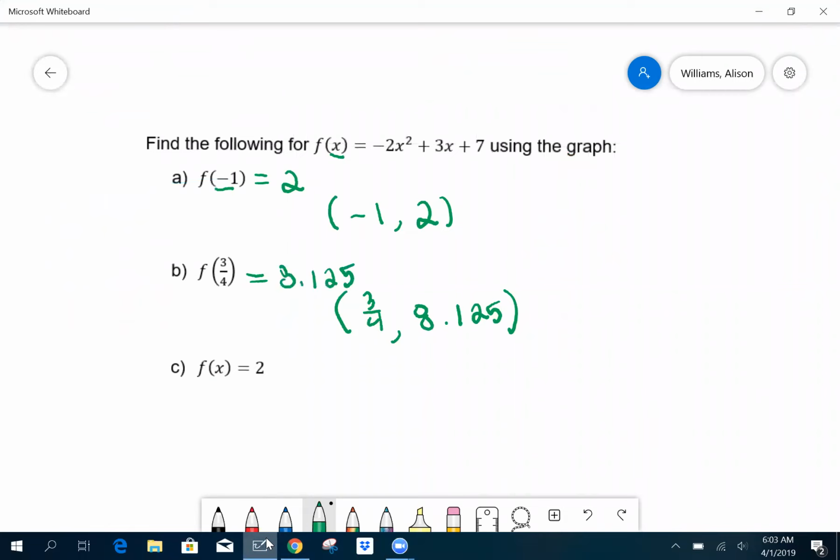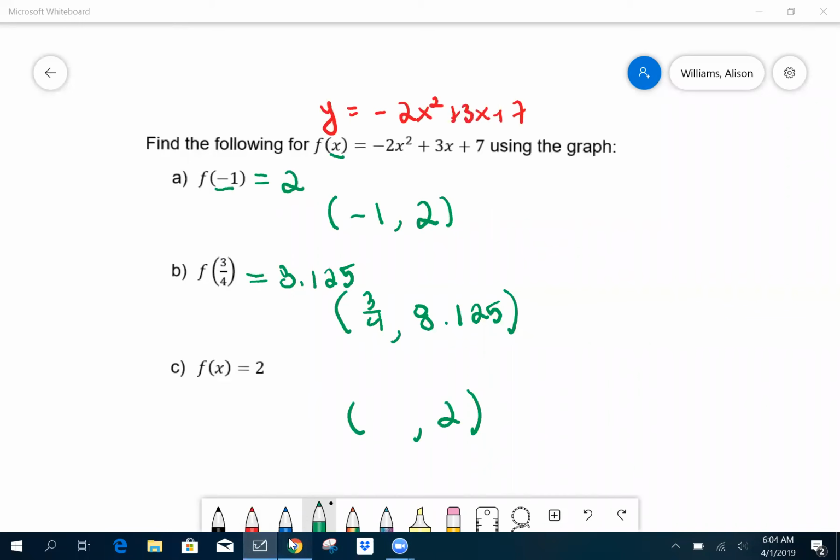8.125. Okay, this last part, part C, f of x equals 2, is different. Now what they have given me is not the x value anymore. They're telling me that f of x equals 2. Well, a lot of people might remember that in school, they often say whenever you see f of x, that really means y equals negative 2x squared plus 3x plus 7. So what they've really given me here is not x, but y. They've told me the y value of the ordered pair. So I know that they want me to figure out when y equals 2. Okay, now that's a little bit different.